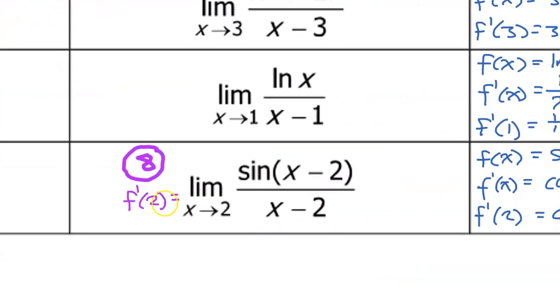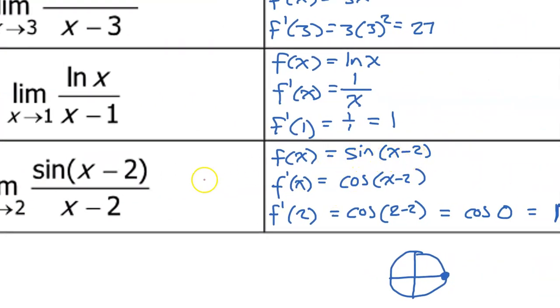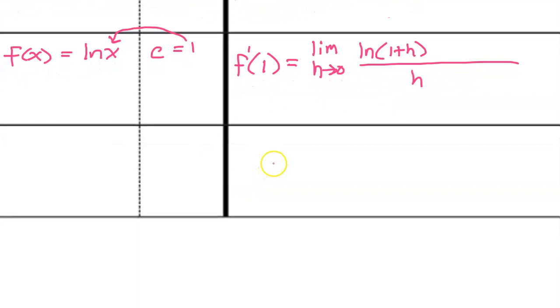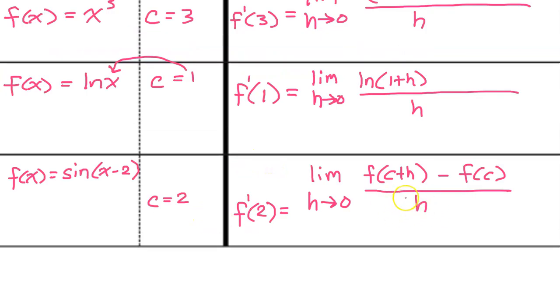So now that we know that f of x is the sine of x minus 2, let's go ahead and set up the derivative using the traditional definition of derivative. So here is the traditional definition of a limit right here. But we already know that c is 2, so let's replace these c's with 2's. So now we need to do f at 2 plus h. So that means we need to take 2 plus h and plug that in right here. So this is a little bit weird because it's going to be the sine of 2 plus h.